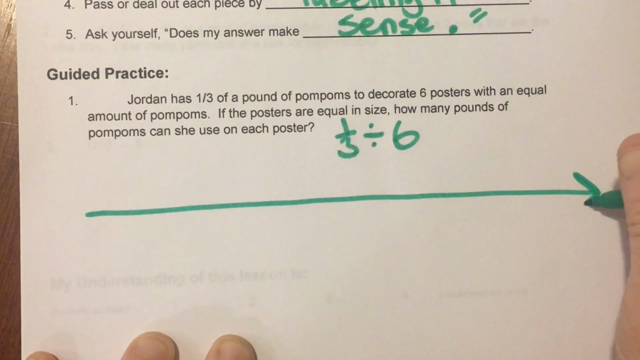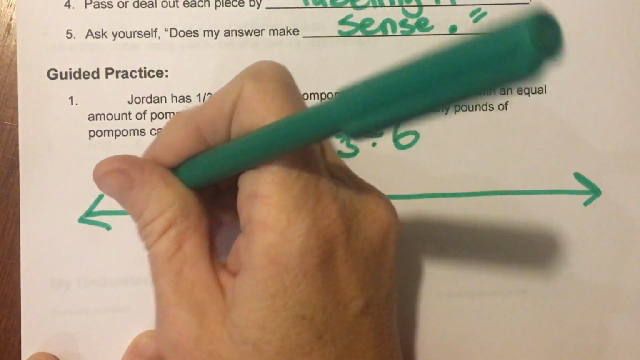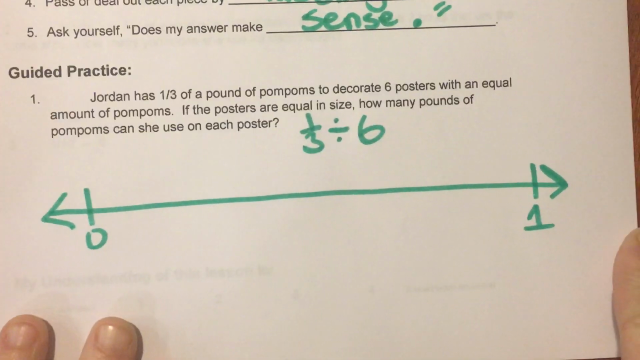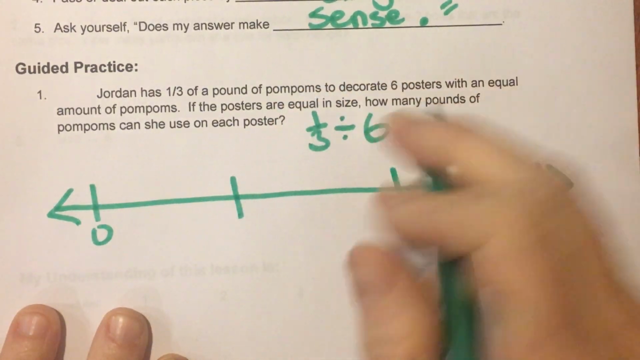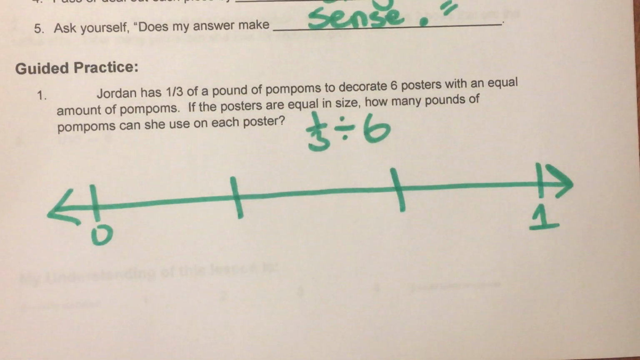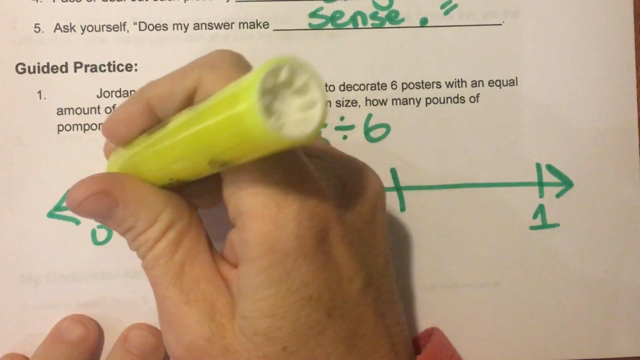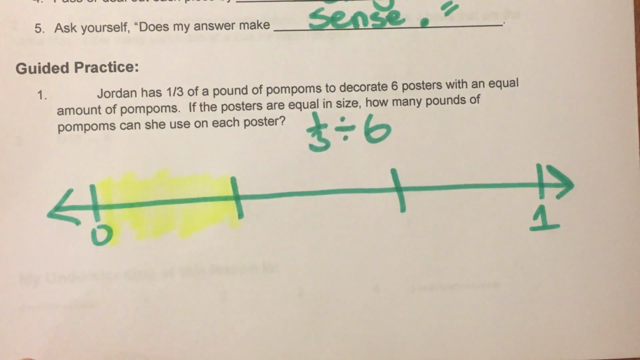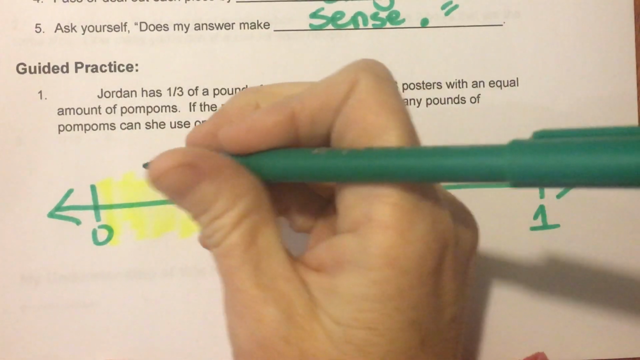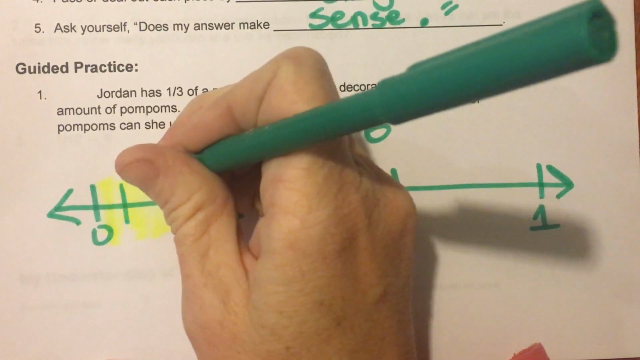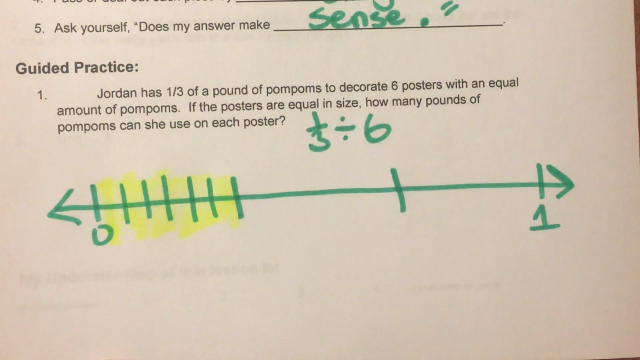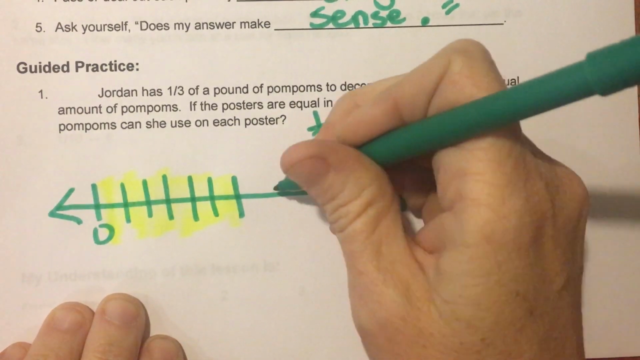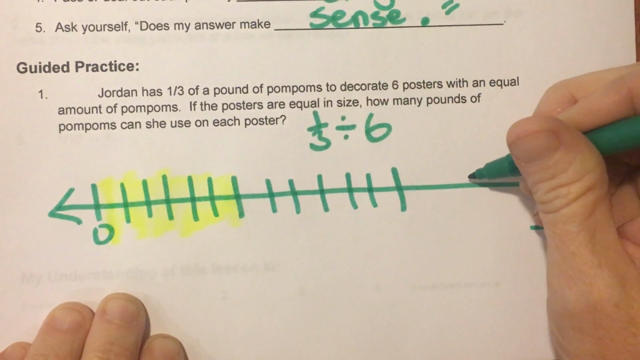So I'm going to have 1/3 a pound of pom-poms. So I don't have 1 whole pound. I only have 1/3 of that. So I have to cut it into 1, 2, 3 pieces, and I only have 1 of them. Okay. Now I'm going to take what I have and divide it into 6 pieces. Okay, but if I divided that section into 6, I actually have to divide these into 6 as well.